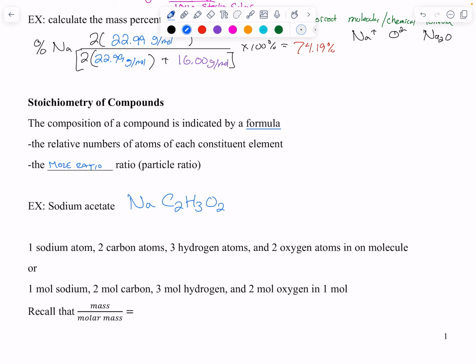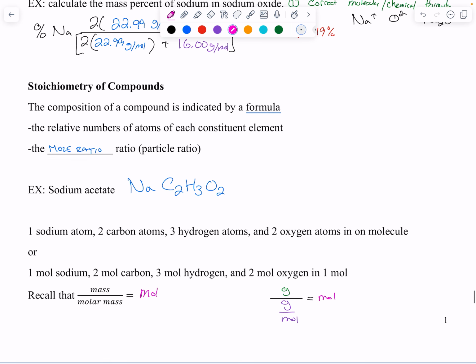And so recall, mass divided by molar mass is your moles, your ratio, right? Because you have grams for mass divided by grams per mole, and that would equal the mole, right?